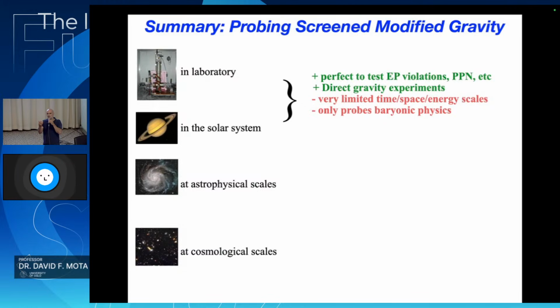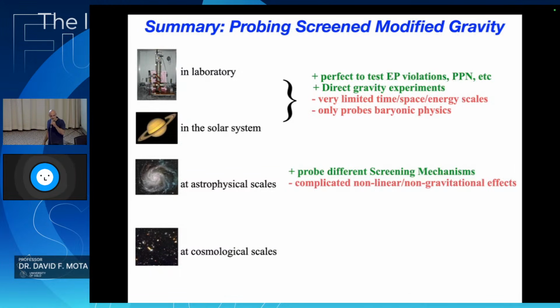The problem is that you are constraining deviations of gravity at very small time scales. It's usually a couple of years at maximum. And you're also probing gravity at small scales, at the astronomical unit. So who says Newtonian gravity is valid on Earth, but it's not valid on the solar system? So maybe general relativity is valid on the solar system, but it's not valid at galaxy scales. We don't know. So laboratory experiments have this limitation.